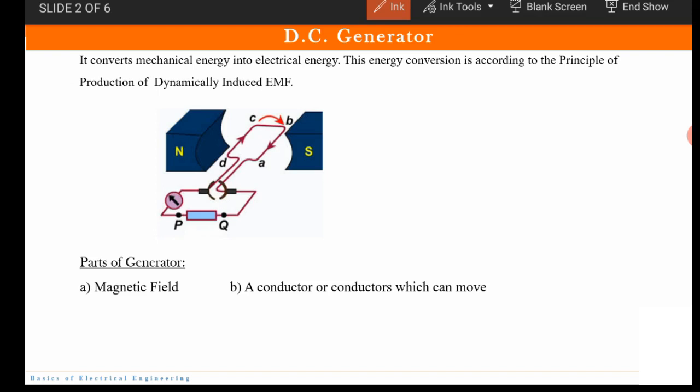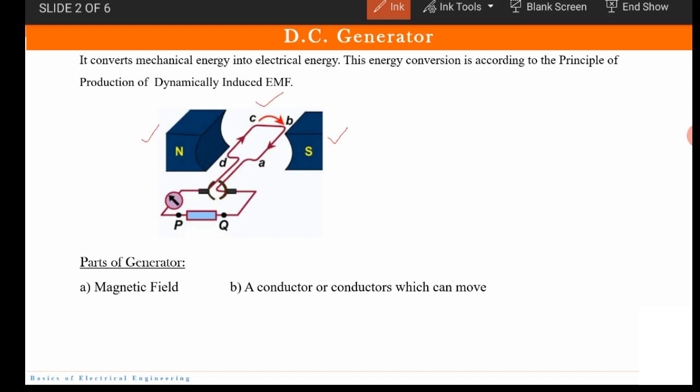So here you can see that we have a magnet. This is the north pole and this is the south pole. Either we can have a permanent magnet or we can make use of an electromagnet also. In between the north pole and south pole we have a coil. For better understanding, a single coil is shown, however we can have multiple turns in it. Fine. So this coil is there.